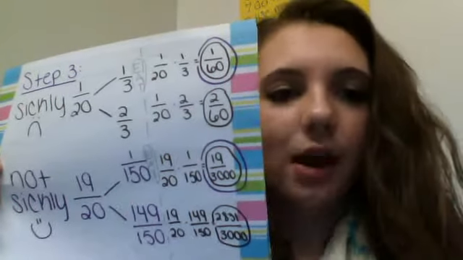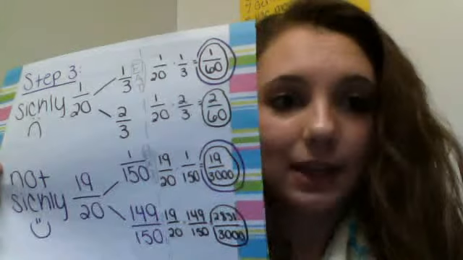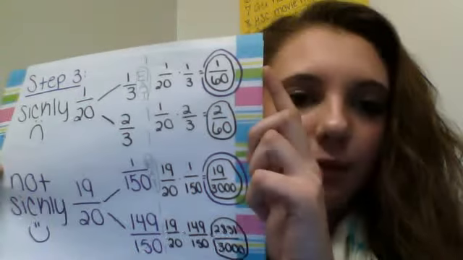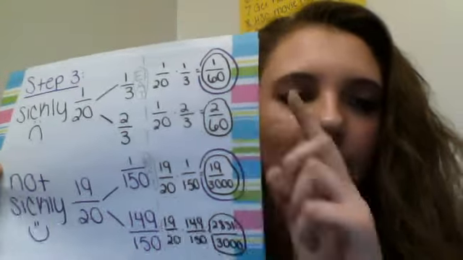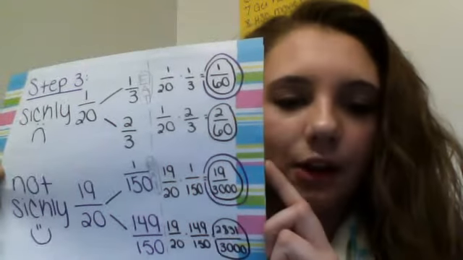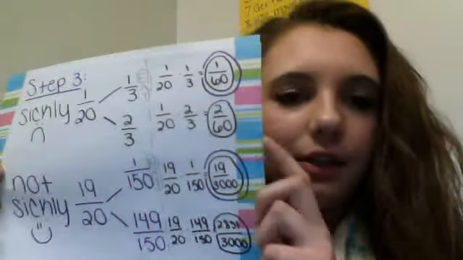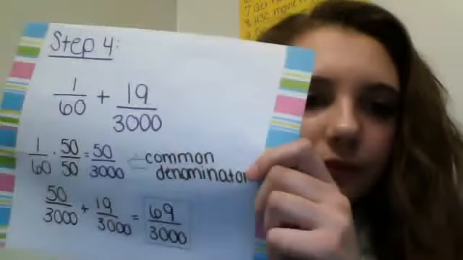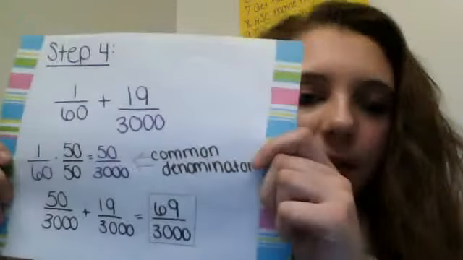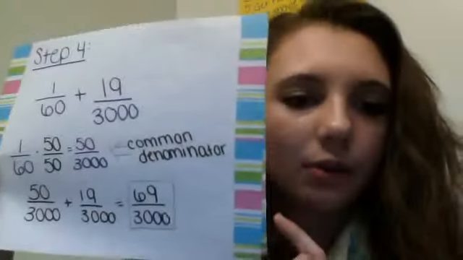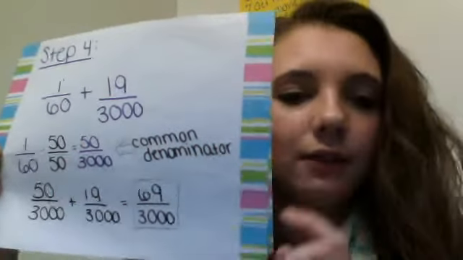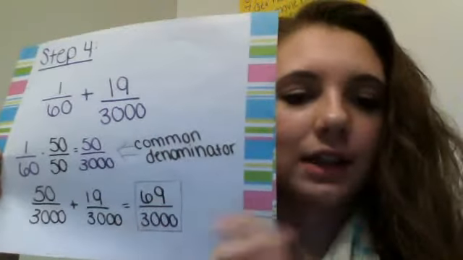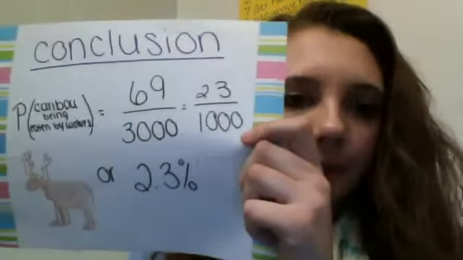Now the problem asks, what is the probability that the caribou will be eaten? So we need to take the probabilities that say will be eaten. So for the sickly, we would have 1 over 60, and for not sickly, we would have 19 over 3,000. So we would add these two probabilities together, and by doing this, we would need to find a common denominator, which would be 3,000, and then the final answer would be 69 over 3,000 as our probability.